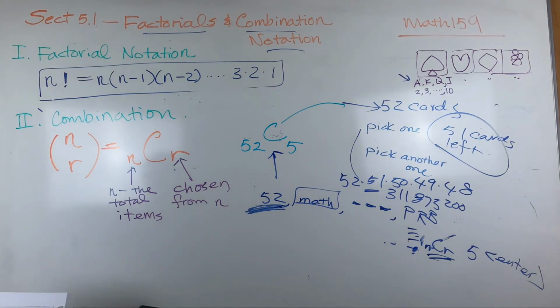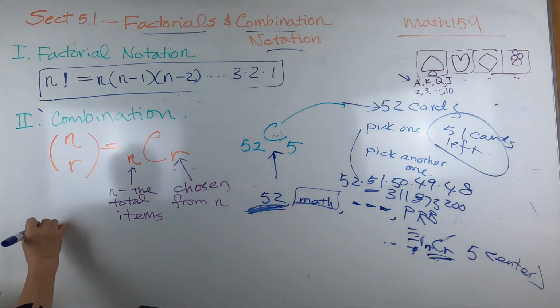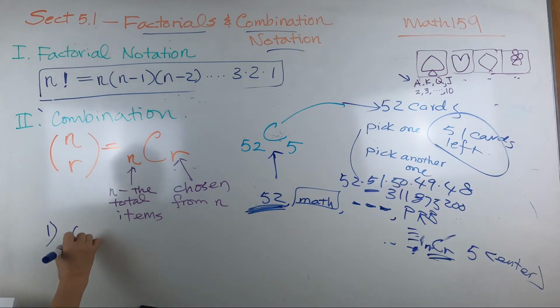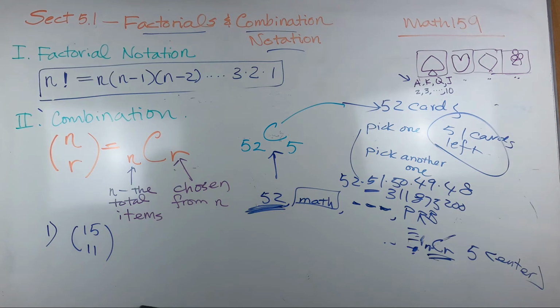Okay, look at your page 44, some examples. We ask you to calculate 15C11. It means, what? I want to choose 11 things out of 15 things. How many options do we have? Which is the same thing, 15C11.